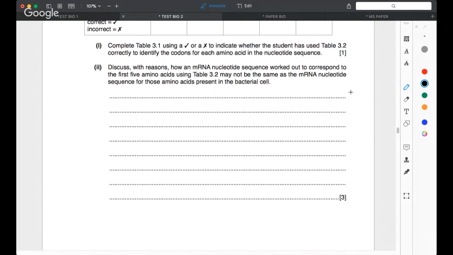Could it be because different combinations of base pairs sometimes equal the same amino acid? Exactly. And yeah, so do bacterial cells only have specific amino... No, sorry.